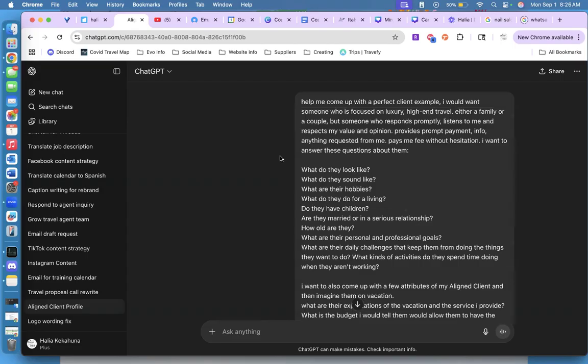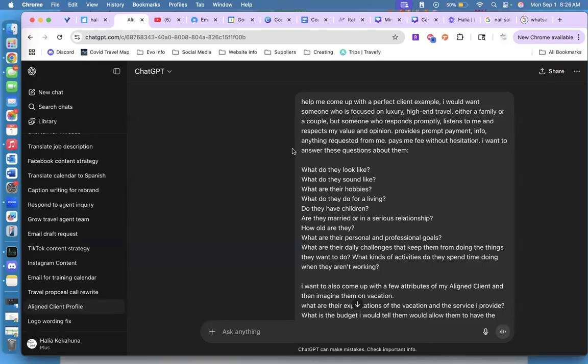Okay, now we're creating that perfect client example, right? So we've created a little bit of info about our aligned client, right? Their needs, their pain points, but now we're really focusing on creating that perfect client so that we can, again, tailor our marketing even more, okay? This is that profile that I was talking about.